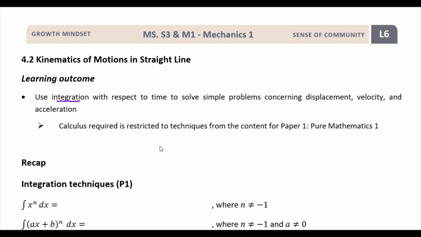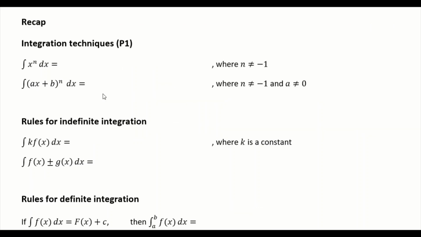Same thing, the integration skills that you are required to have are only the techniques from P1. So we'll try to do some recap on that, then after that, we'll move into the introduction. Alright, let's start with the recap.